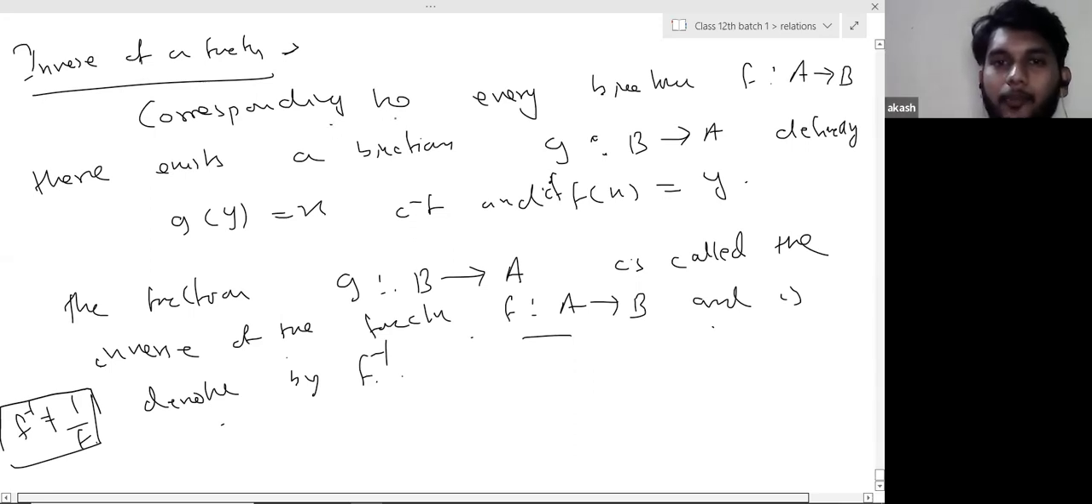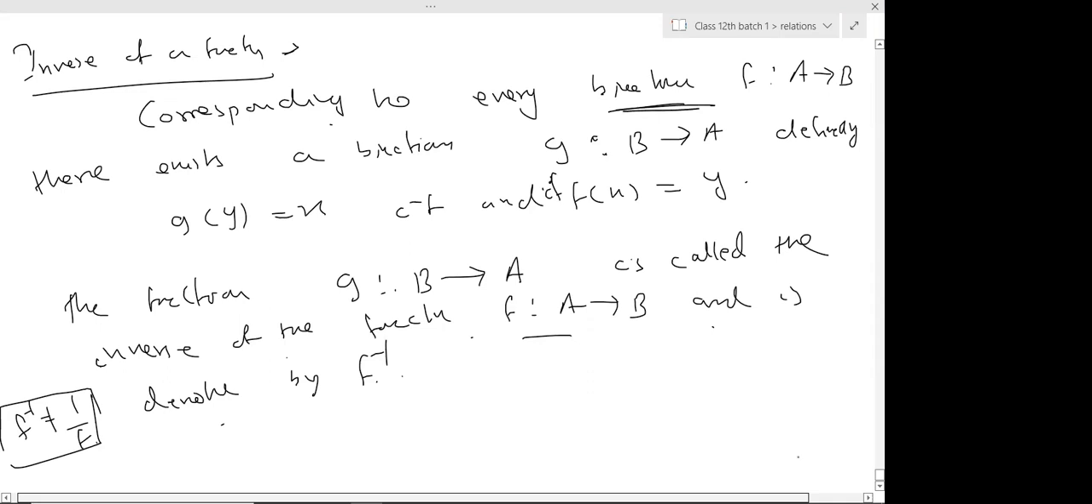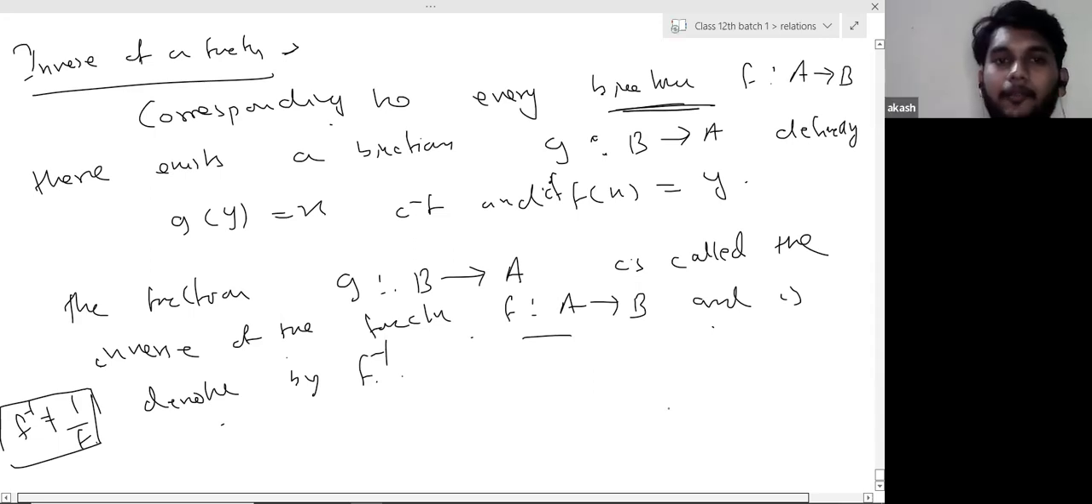The first line is corresponding to every bijection. All right. What is bijection? Who can tell me what bijection is? One-one and onto. Absolutely right. So the first thing is clear: if we have to find the inverse of a function, then the function must be a bijection. Why is that? Let's see.